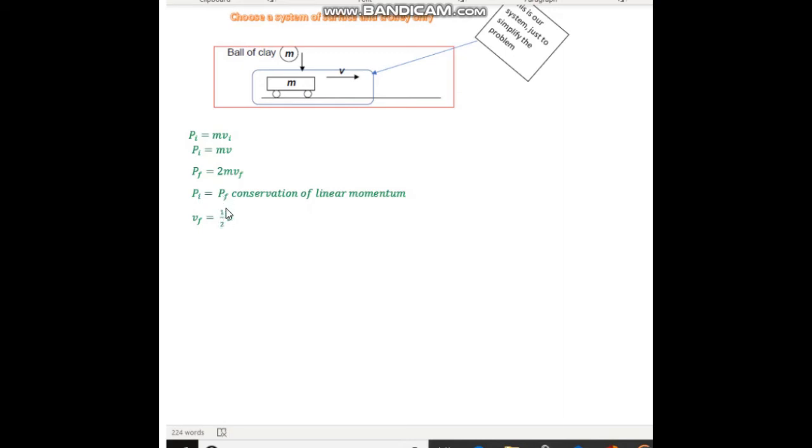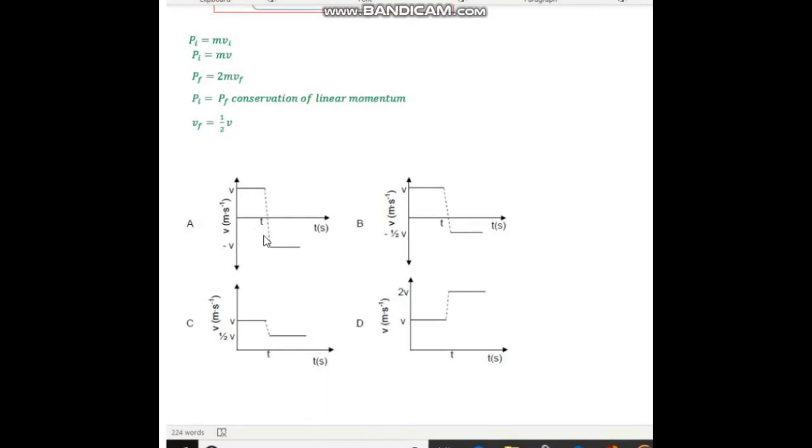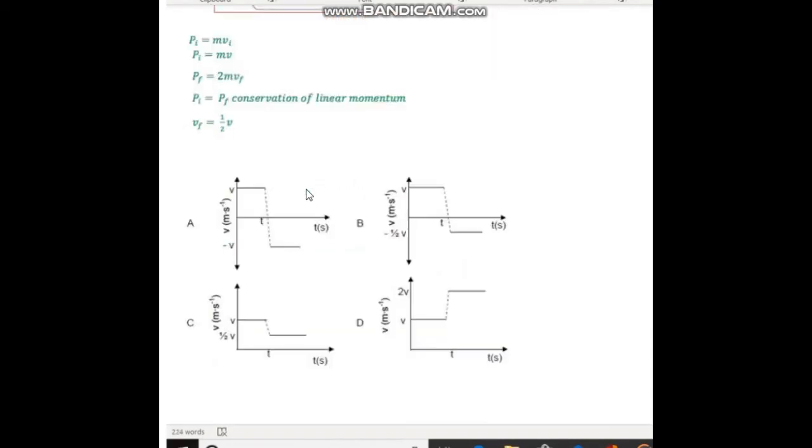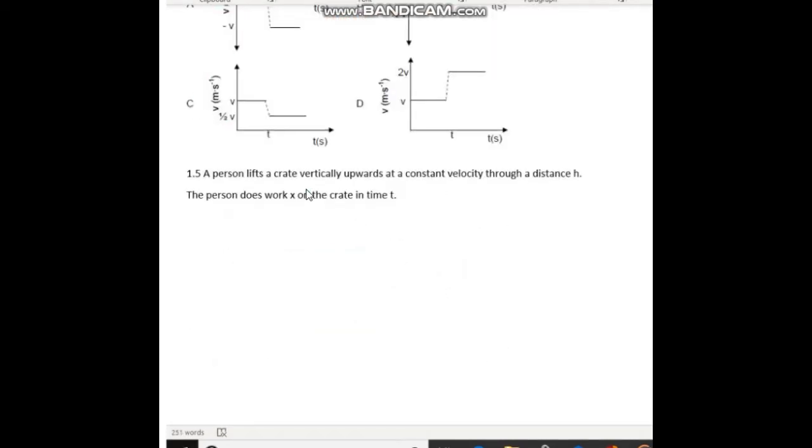I skipped that step because this is a multiple choice question worth 2 marks, and if you spend a lot of time on it, you are not going to finish. All right, so let's move on. The correct answer here is C, because it was v, and then after that it moved on to half v. That's what they ask you. They asked which of the following velocity time graphs correctly represents the velocity of the trolley before and after t. So they're asking you about the velocity of the trolley only. So C is correct. We're going to move on to 1.5.